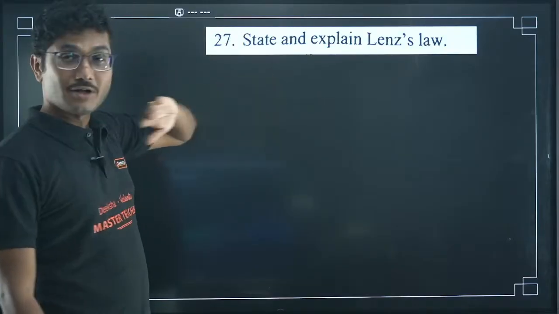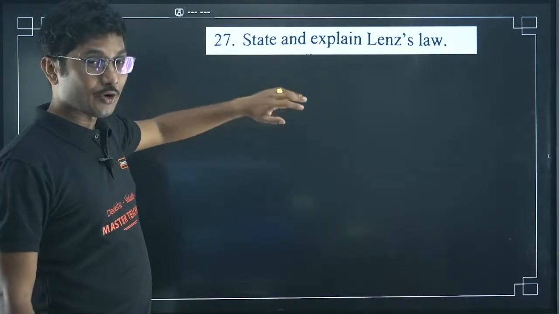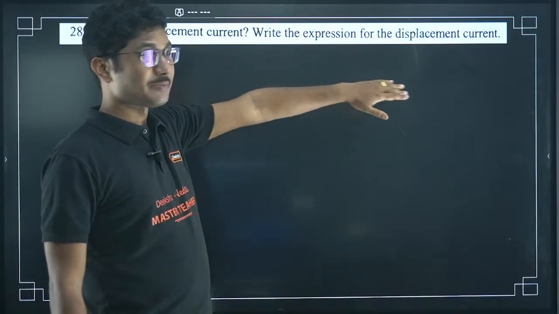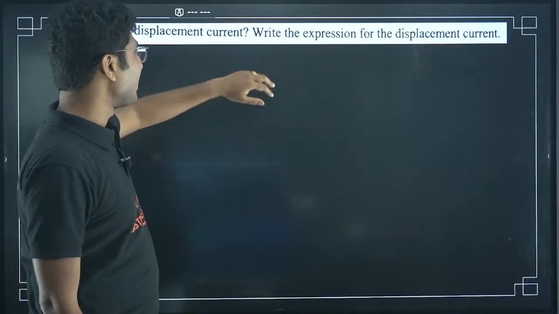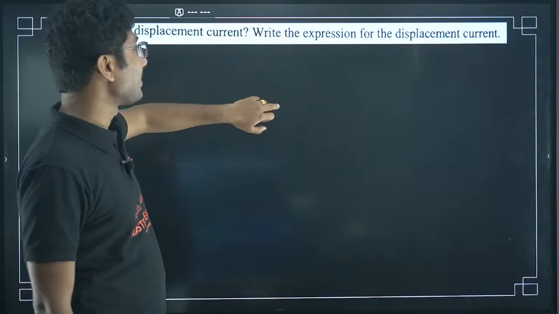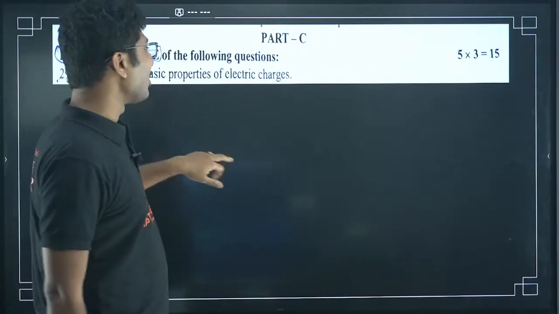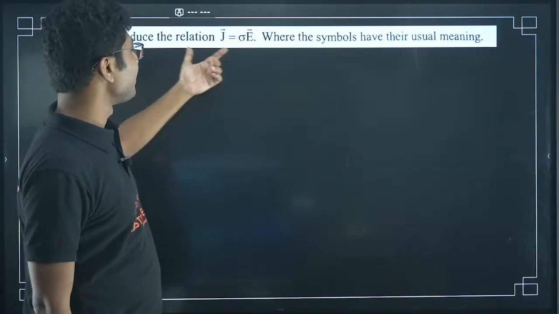State and explain Lenz's law. Again, a common question, it came from my suggestion as well. What is the displacement current? Write the expression for the displacement current. This is from the EMF chapter, one of the questions from this chapter. Next is, write the basic properties of electric charges. Again, a very common question. Deduce the variation of J is equal to sigma E.